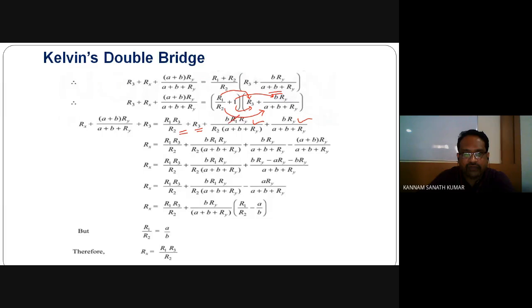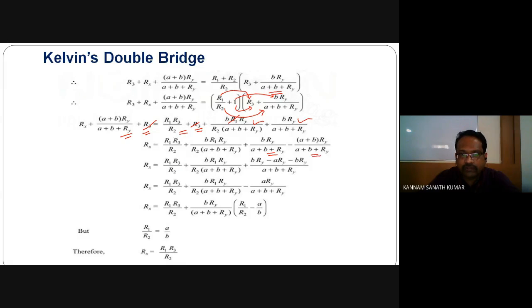So here if you see R1, sorry, so now what you should do, you should bring these terms to this side. So Rx equal to, so this one and this one. Anyway, R3 get cancelled. The same terms R3 get cancelled. Rx equal to R1 R3 by R2 plus B into R1 Ry by R2 plus A plus B plus Ry plus B into Ry divided by A plus B plus Ry minus A plus B into Ry by A plus B plus Ry. Okay. So now R1 R3 by R2 same thing. So these both are same now.